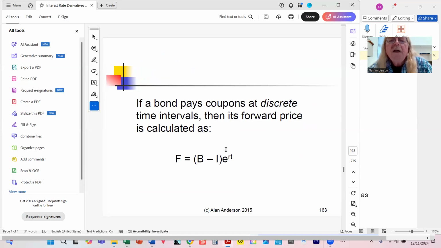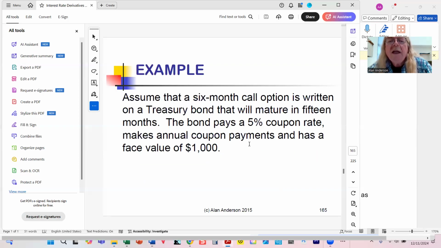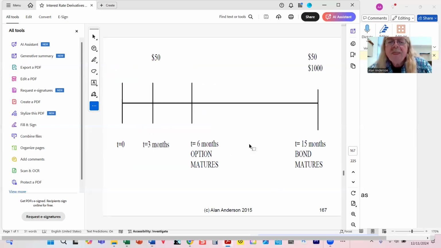So if a bond has discrete, meaning very infrequent, coupons, then you can use this model to price or calculate the forward price. B is the bond's current price. I is the present value of future coupon payments. And that can get plugged into Black's model and give us an actual formula.